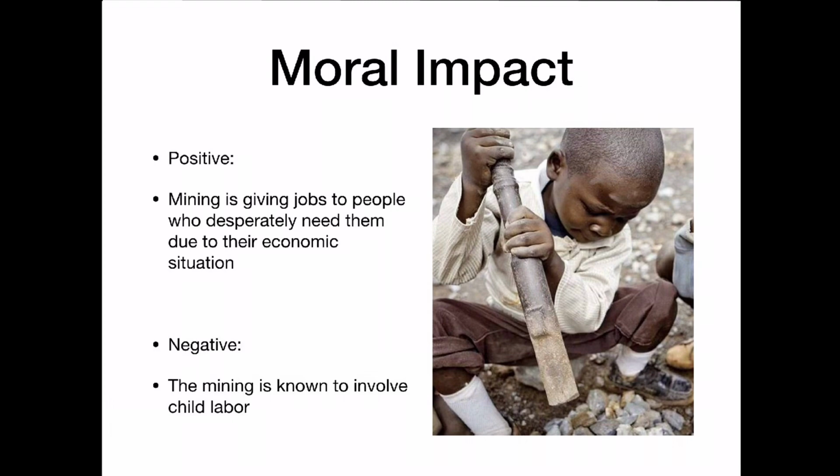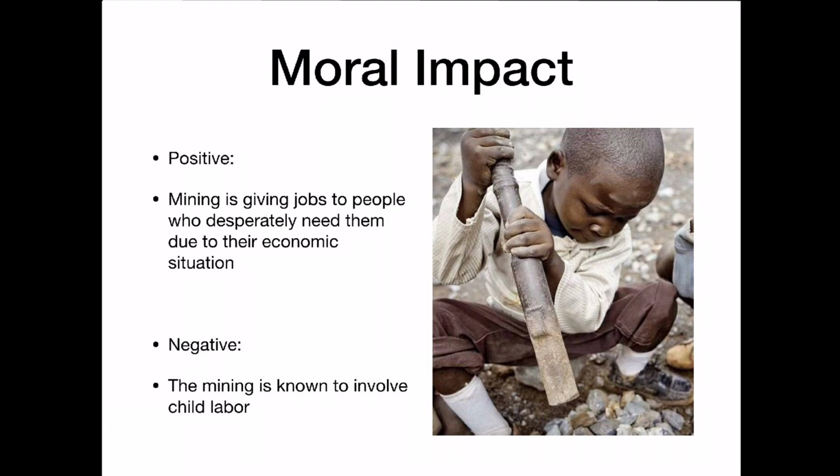They also have a moral impact on Earth. The positive side to this is that many of the mines Apple and other companies use for their products are in resource-rich but poverty-filled countries. Since mining doesn't require any education, anyone can work at them. This is very good since a lot of people in these areas are very poor and need a job to be able to support their families. Apple is giving them those jobs.